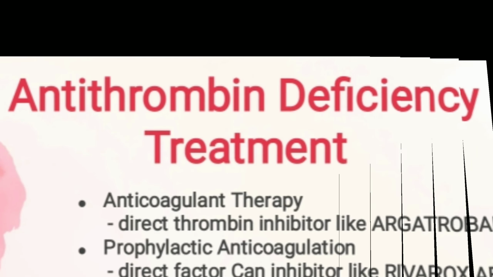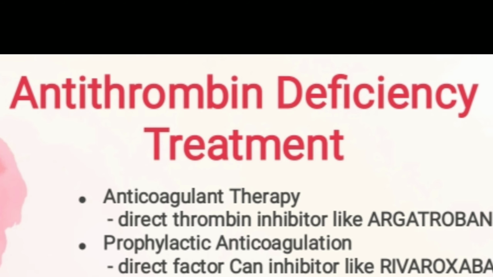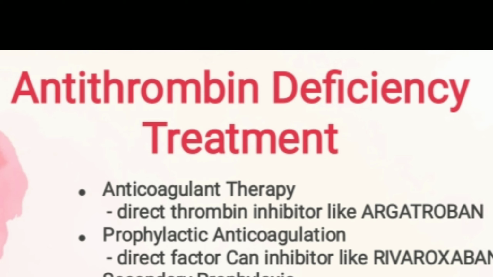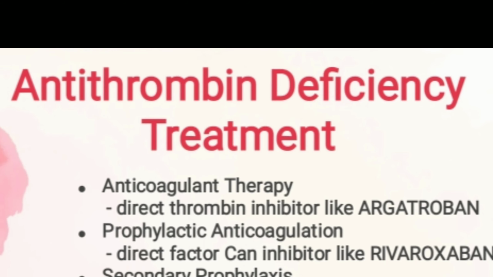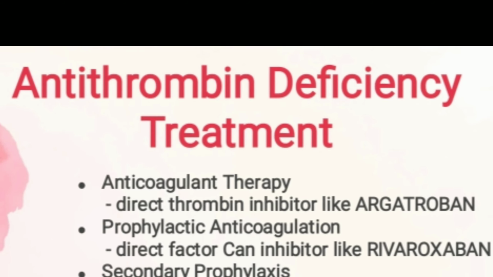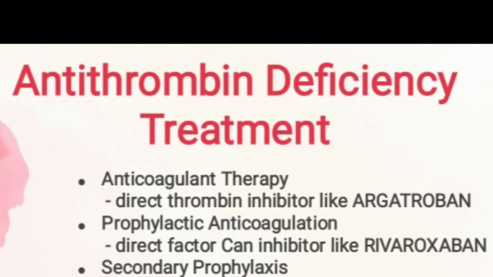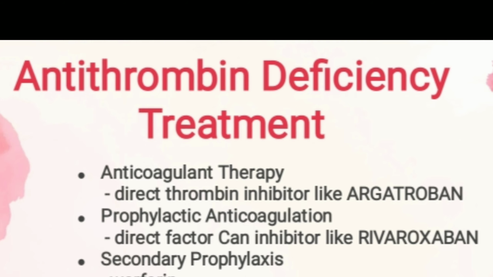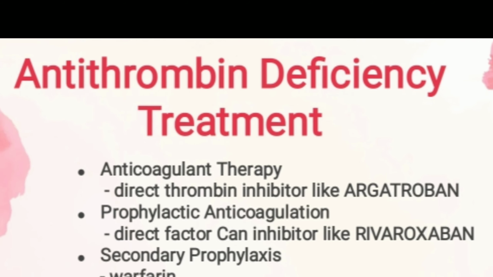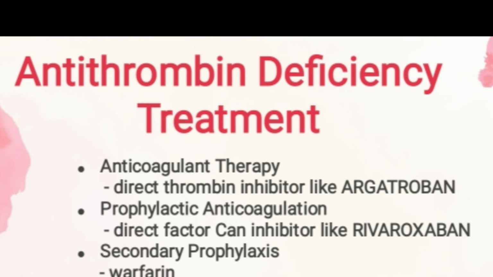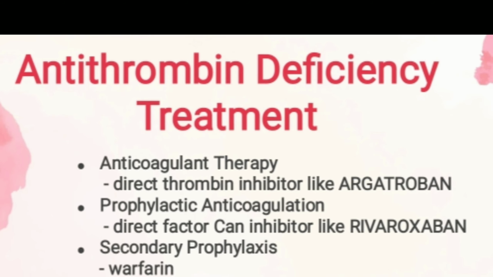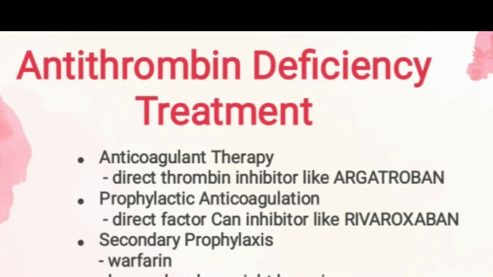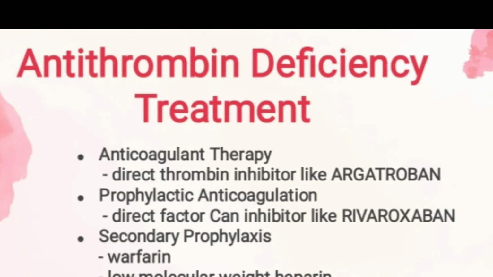What are the treatment modalities used for patients with antithrombin III deficiency? So treatment is necessary when individuals develop a clot, and anticoagulant therapy can be done with a direct thrombin inhibitor like argatroban. Additionally, prophylactic anticoagulation with warfarin or the above medication can be used in high-risk settings such as during surgery. For secondary prophylaxis, meaning preventing the recurrence of deep vein thrombosis, warfarin or low molecular weight heparin can be used, and the latter is preferred during pregnancy.